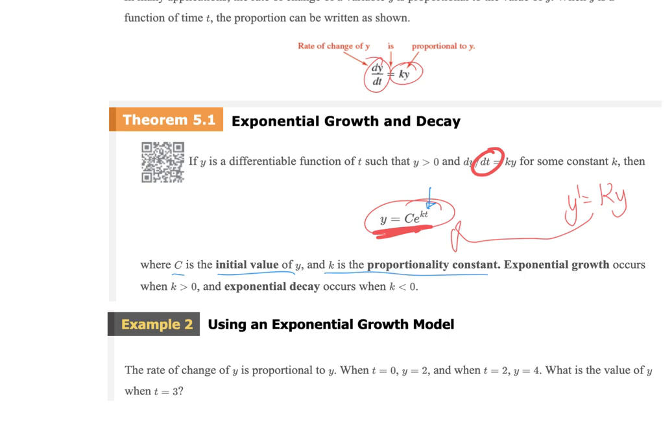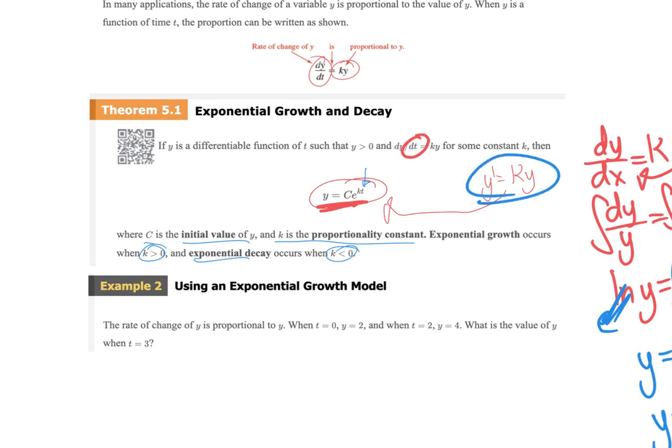K is the proportionality constant. So exponential growth occurs when k is greater than 0, and exponential decay occurs when k is less than 0. So we're going to see this as we go. Now, again, we could take this differential equation and solve it every time, like I just did, but this happens enough that we have a theorem so that we can shortcut that.